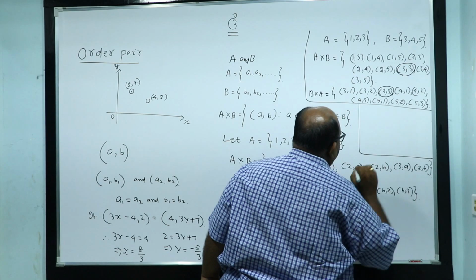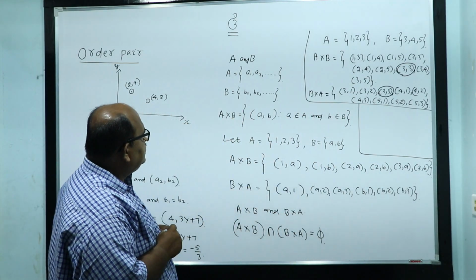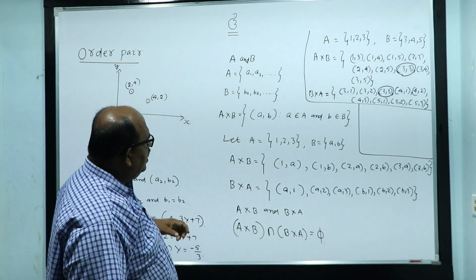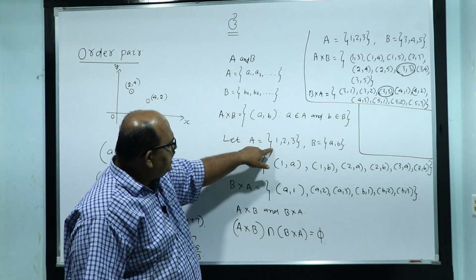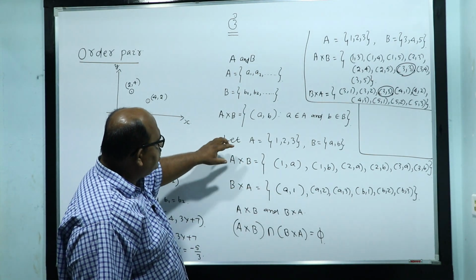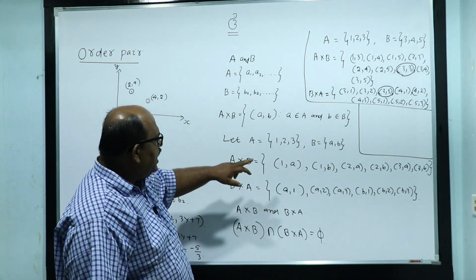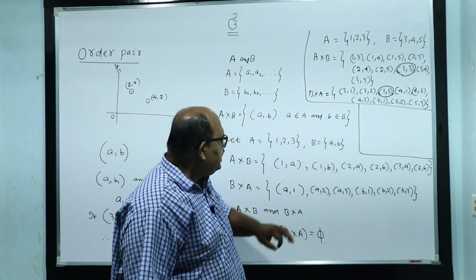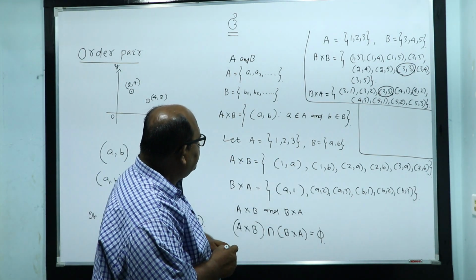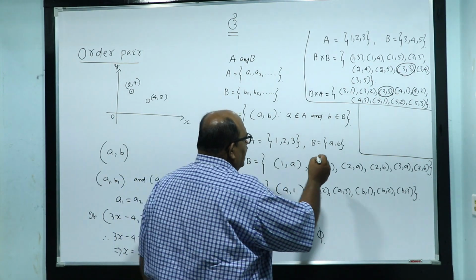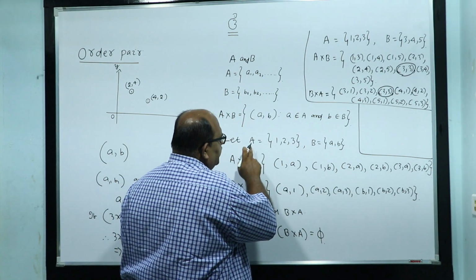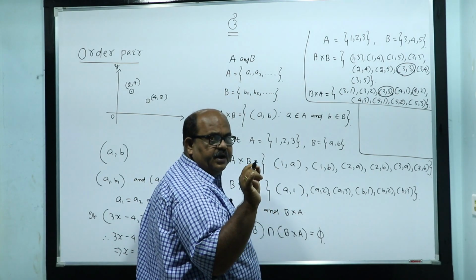Now on to another point of discussion. Very simple point. If the number of elements in set A is equal to m and the number of elements in set B is equal to n, then how much will be the number of elements present in A into B?